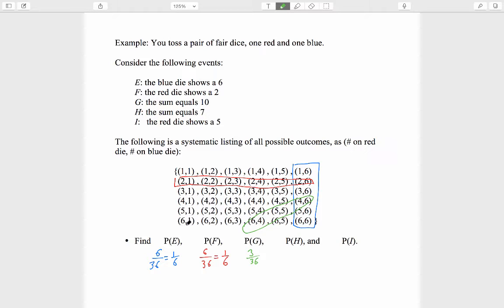H, the event that the sum equals 7, has 6 different outcomes. They lie along this diagonal over here. That gives us a 6 out of 36, or again, a 1 out of 6 probability that H occurs. And finally, I, the event that the red die shows a 5. I realize this diagram is getting a little bit crowded, but I hope the different colors help. The event that the red die shows a 5 also has a 6 over 36, which is 1/6 probability.